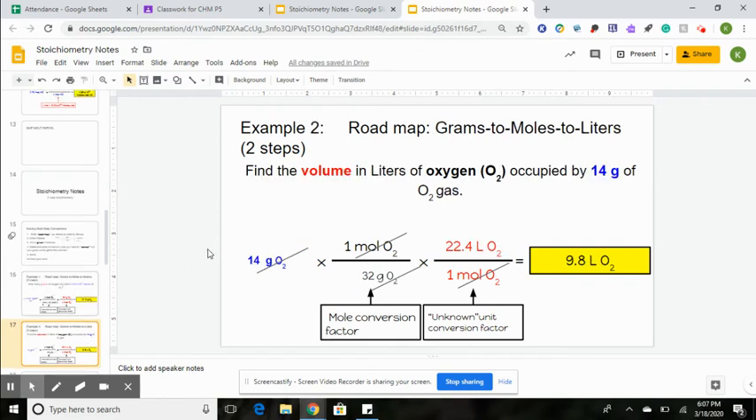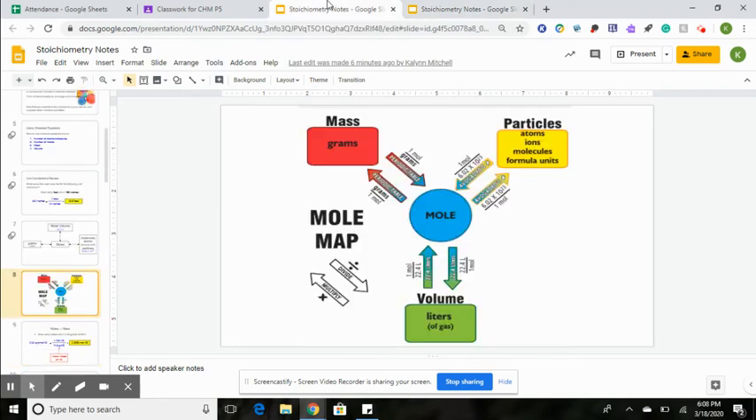Let's look at another example. This one's asking me to find volume. The question says, find the volume of oxygen, O2, occupied by 14 grams of O2 gas. So they give me grams here, and I need to get to liters, which is a volume. So let's go on that.